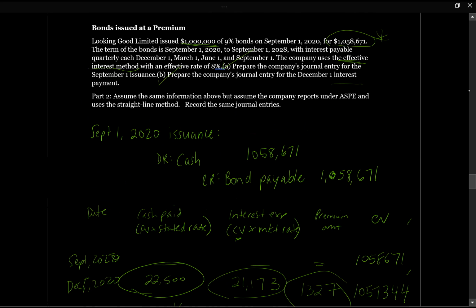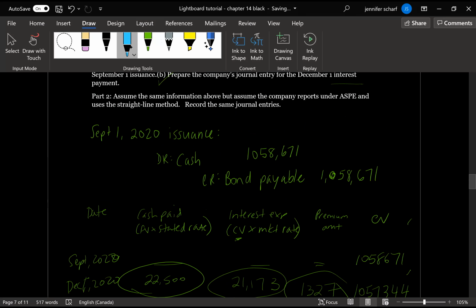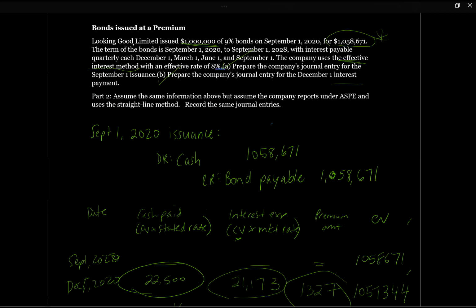Part 2 says, assume the same information above, but assume the company reports under ASPE and uses the straight line method. Record the journal entries. Okay, so let's take a look. So if we were reporting under ASPE, this journal entry would be the same. There's no change to the present value of the bond or what cash changes hands, and we still debit cash and credit the bond payable to set up the liability. So that's not different under ASPE.